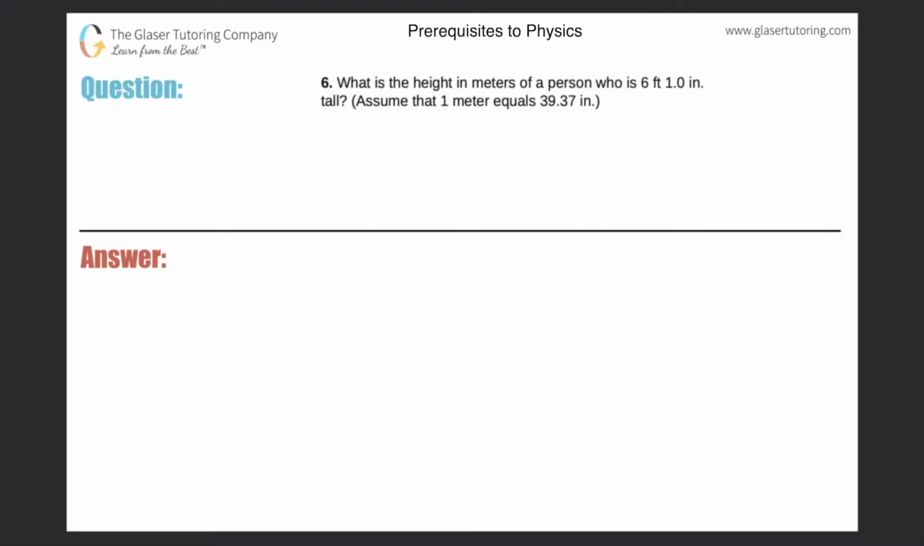Number 6. What is the height in meters of a person who is 6 foot 1 inch tall? And it says assume that 1 meter equals 39.37 inches. Okay, so they give us a conversion value for meters to inches. So that means that if I can find out the total amount of inches, I can simply use this conversion factor to find out the meters. So let's write down what we're given. So a 6 foot, 1 inch person, and somehow we have to convert this into meters. And we know that if we can find the total number of inches, we can then convert that into meters because it gave us the conversion factor in the problem.